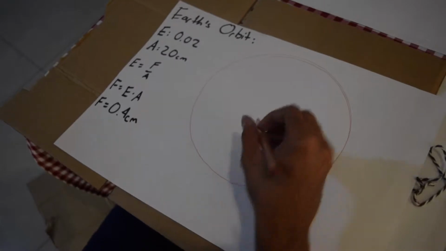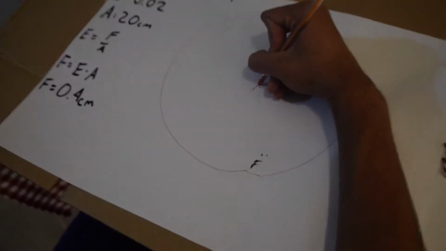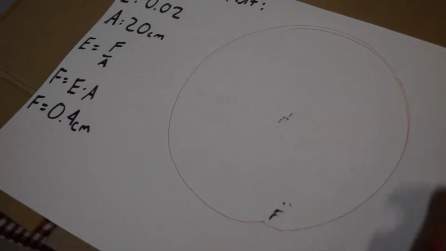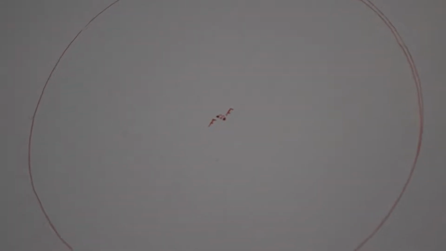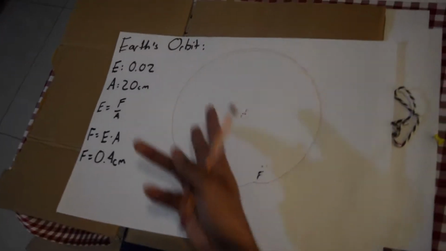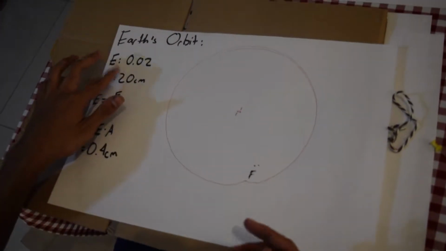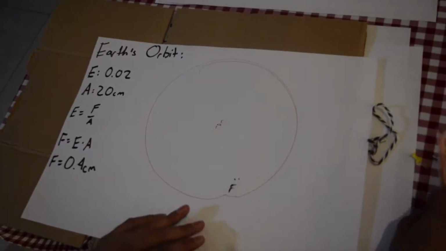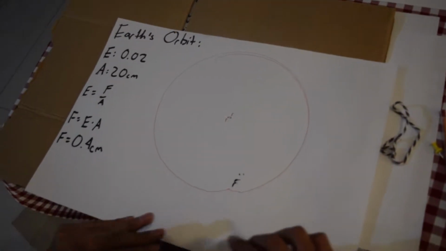So, we have F right here. And we have the center right here, right? And we have everything that an ellipse has, right? You have the major axis, which is 20 centimeters, and that is the ellipse. So what can we say about this ellipse? We can say that it's very circular, so it has very low eccentricity, and that's what we find.